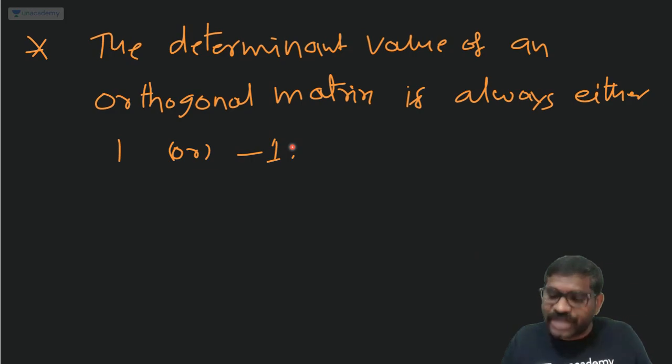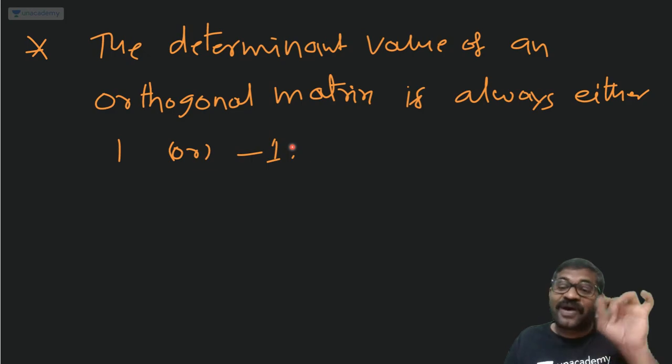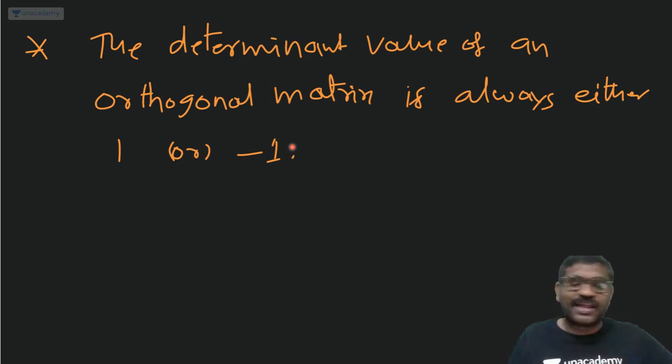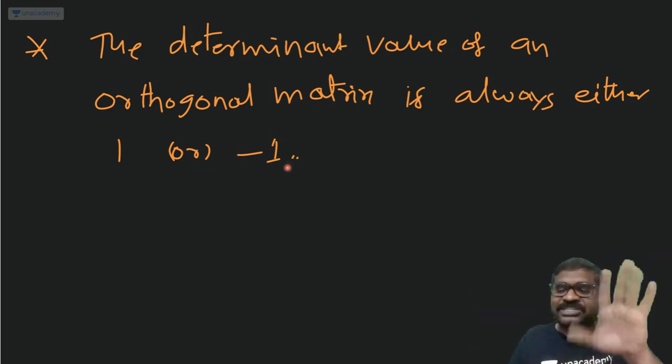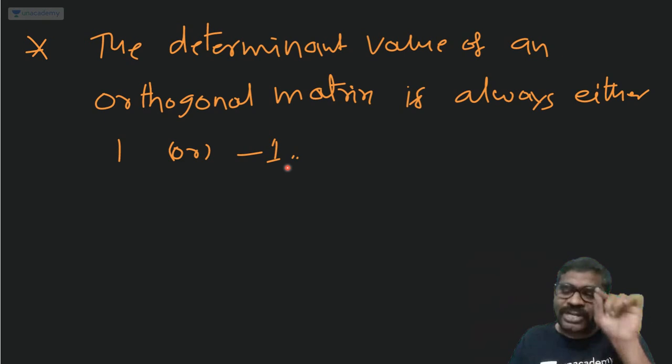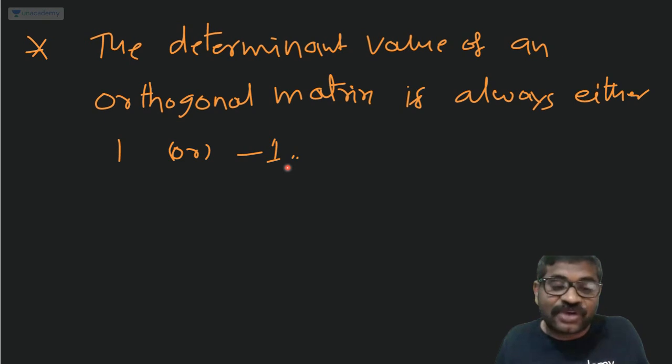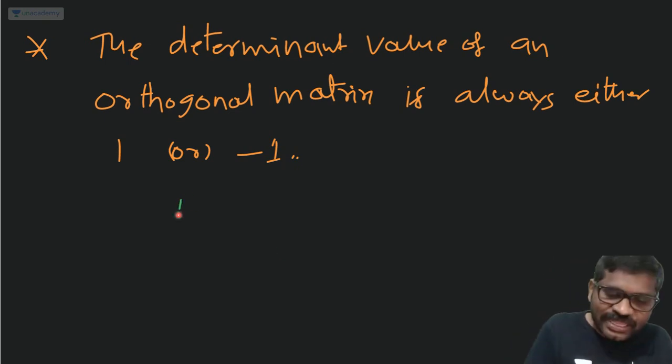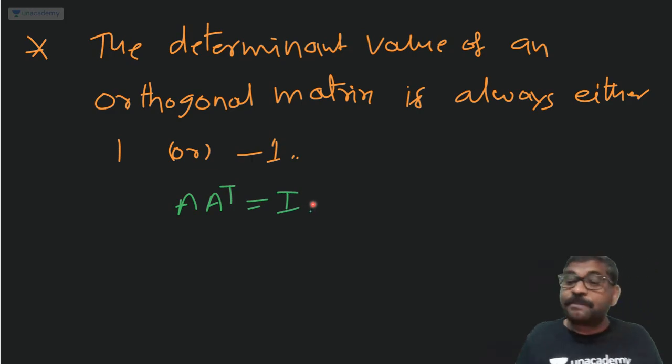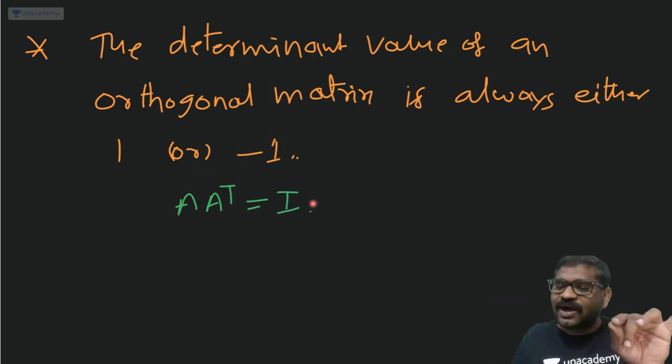I would like to prove this property with the help of the definition of an orthogonal matrix. When we say a matrix is an orthogonal matrix, I am talking about the definition, not properties. What is the definition of an orthogonal matrix? A into A transpose equal to I. Now observe, A into A transpose equal to I, because the matrix is orthogonal.